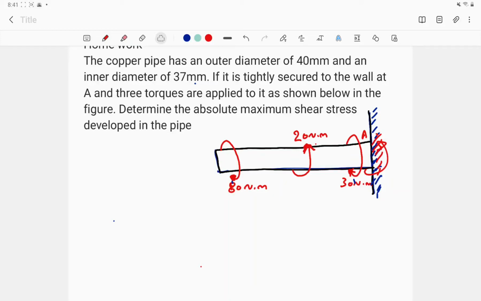Hi everyone, today I'm gonna solve the homework that I gave you last week. So the homework here, which is multiple torque, how can we find the maximum shear stress?